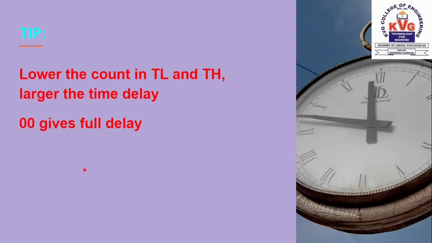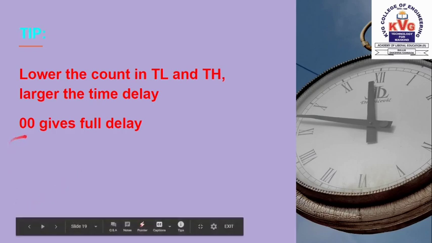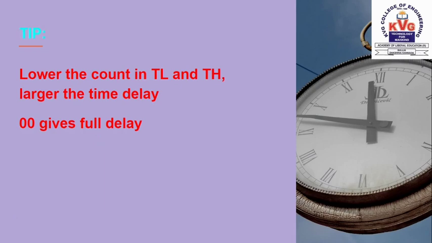So the tip here you have to remember is, the lower the count in TL and TH, the larger the delay, because it takes longer time to count. For example, if the maximum count is 10, then it takes a longer time to count from 0 to 10 than it takes to count from 5 to 10. So using that logic, 0 will give the full delay, the maximum delay. If you load the timer registers TL0 and TH0 with the minimum count, it gives maximum delay.